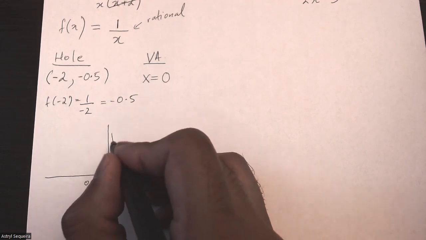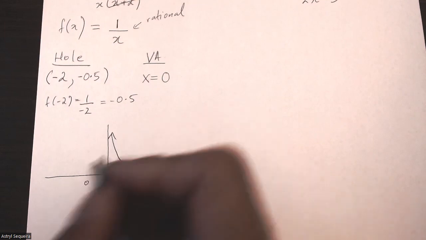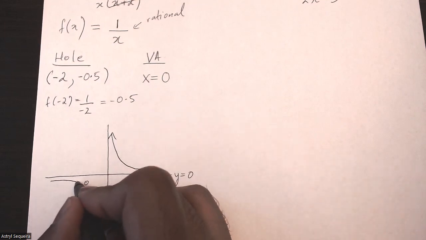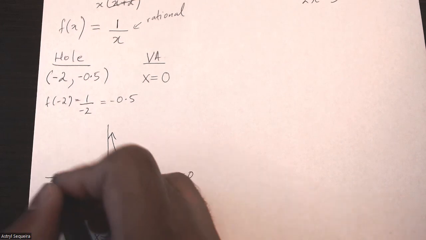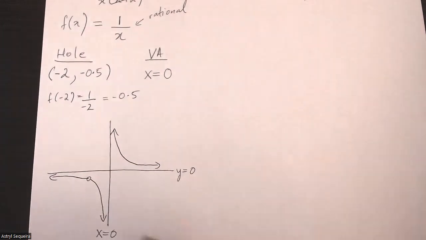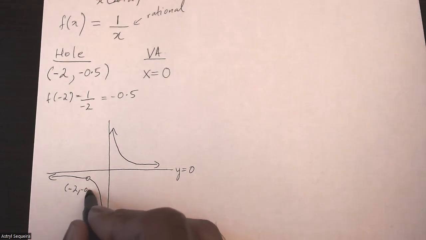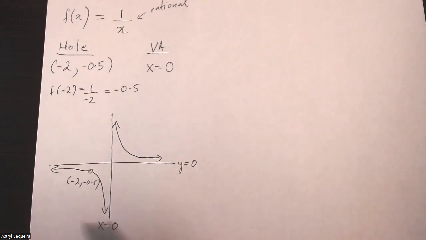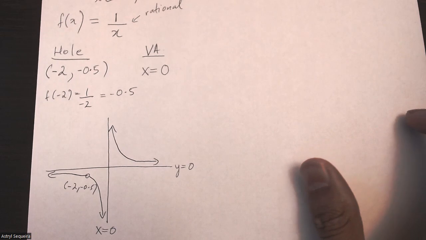A rational function just looks like this, where you hug the asymptotes. And then on this side, it's just going to look like this. And you can label the point -2, negative 0.5, which is the hole. So that is the sketch of the function. Let's take a look at some more examples.